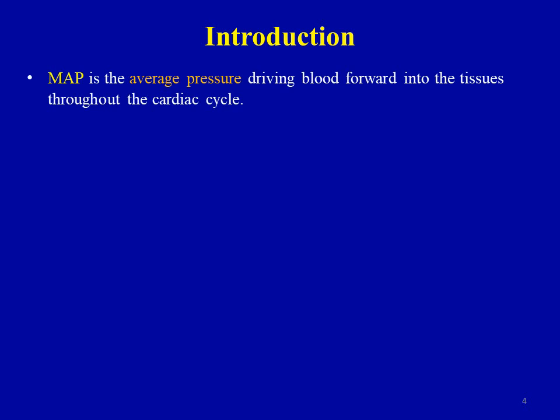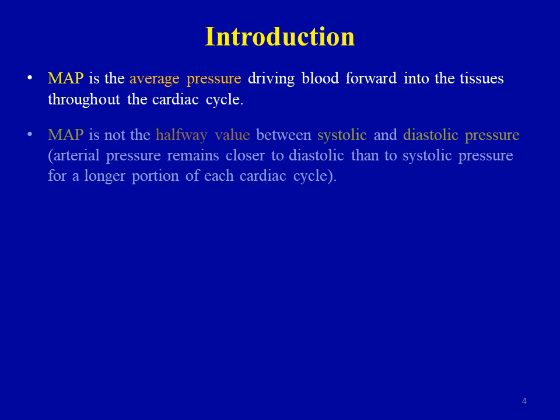What is the definition of the mean arterial pressure? It is the average pressure driving blood forward into the tissues throughout the cardiac cycle. The term average usually means that we add the diastolic blood pressure to the systolic blood pressure and divide by 2. But this is not the case. The mean arterial pressure is not the halfway value between systolic and diastolic pressures, because the arterial pressure remains closer to the diastolic than to the systolic pressure for a longer portion of the cardiac cycle.